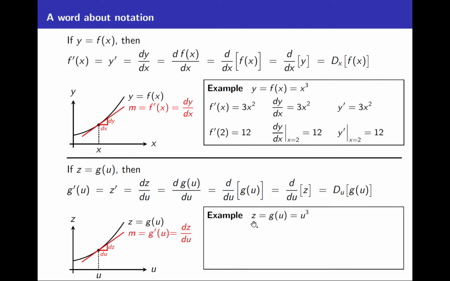So for example, if you had a function z equals g of u, which happens to be the function u cubed, you would say g prime of u is 3u squared, or dz/du is 3u squared, or z prime is 3u squared. So g prime of 2 would be 12, dz/du at u equals 2 would be 3 times 2 squared, it's 12. Or z prime at u equals 2 is 12.